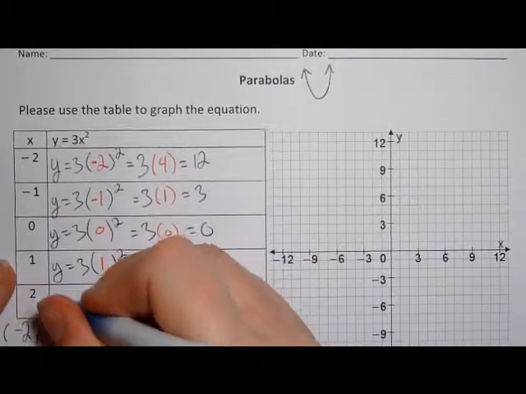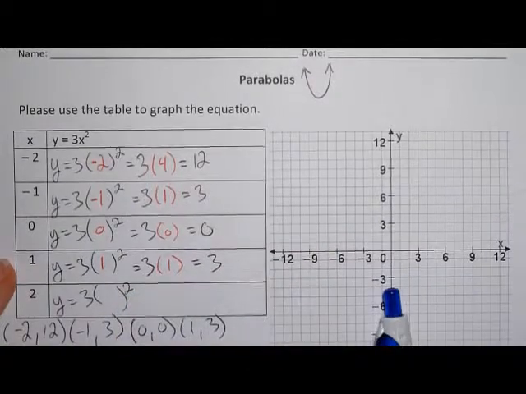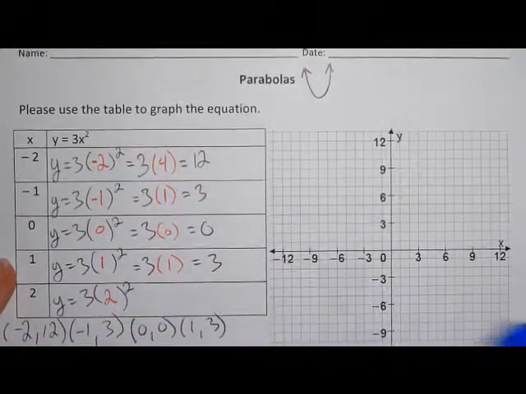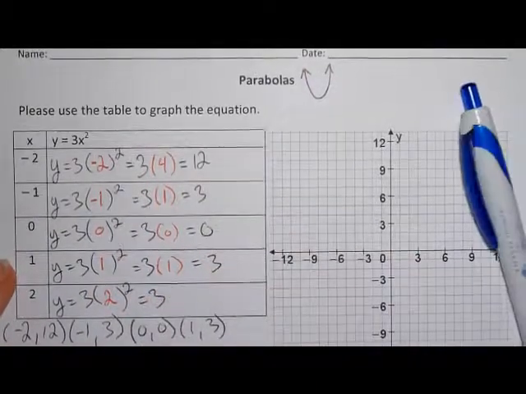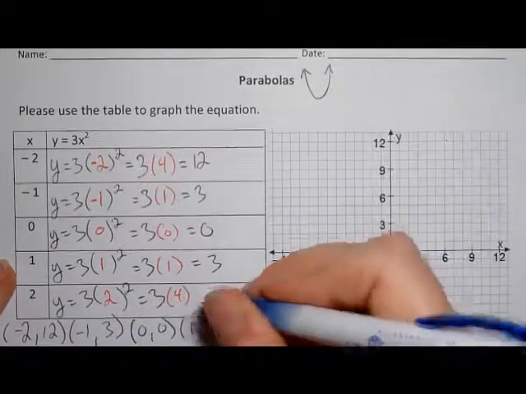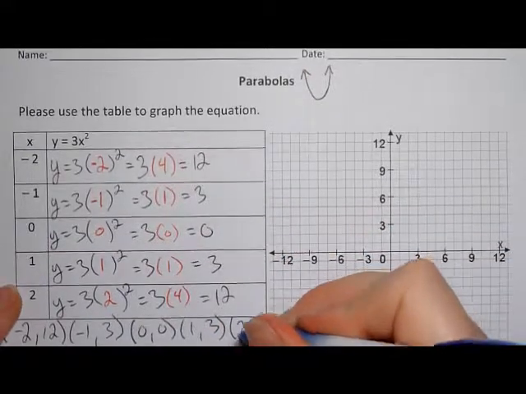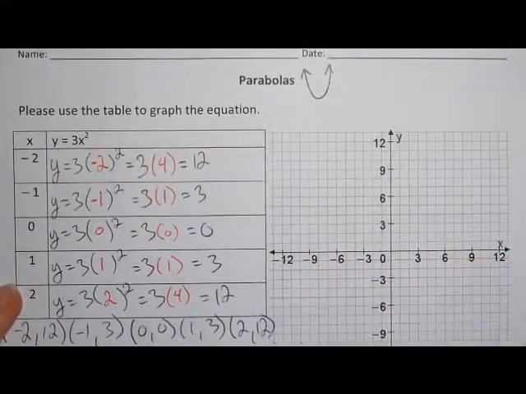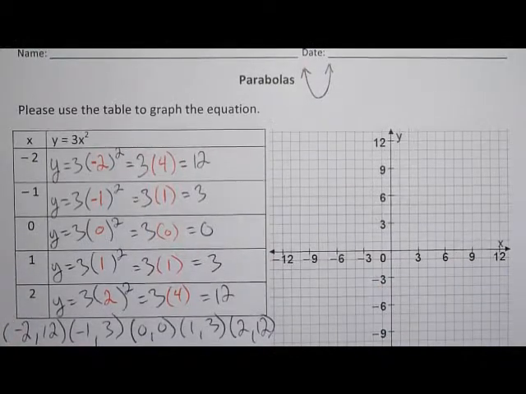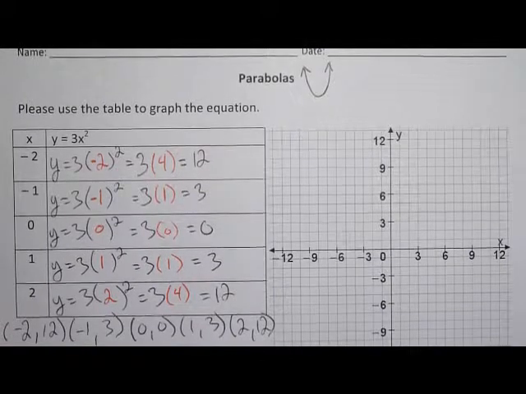y equals 3x squared. My x value is now 2. So I have 3 times 2 squared is 4, which gives me 12. So if I input 2, I output 12. Now that I have a whole list of ordered pairs, I can go ahead and graph them.